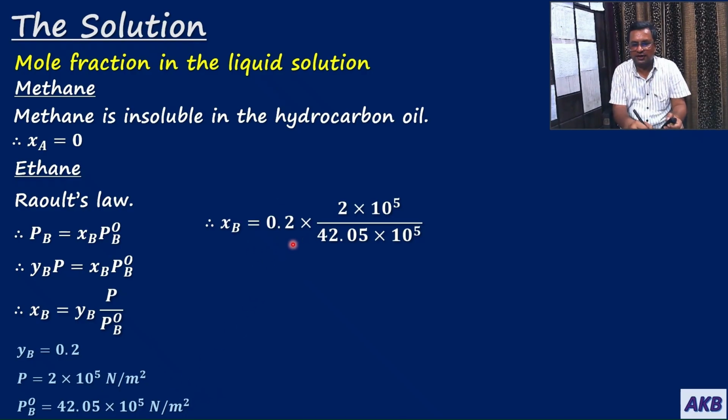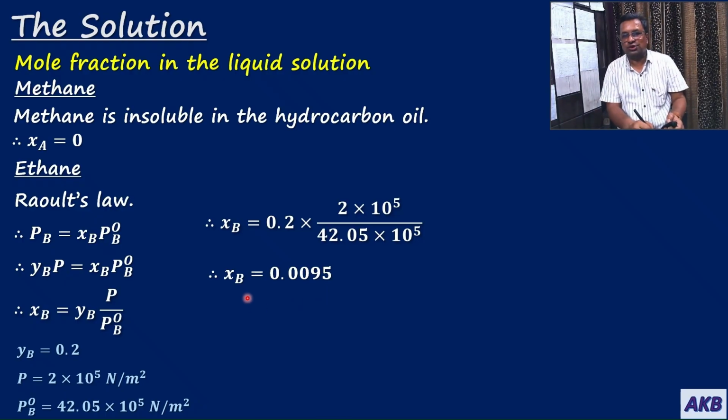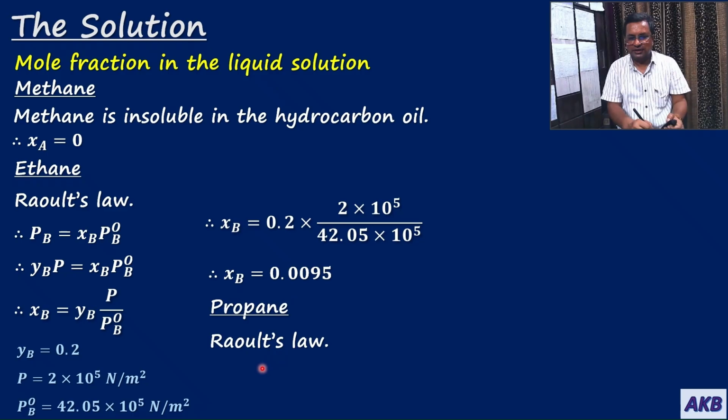So Xb will be equal to, using the given values, 0.2 into 2 into 10 to the power 5 divided by 42.05 into 10 to the power 5. That gives us Xb as 0.0095. Therefore, the mole fraction of ethane in the liquid solution at equilibrium is 0.0095. Then for propane, again we apply Raoult's law.